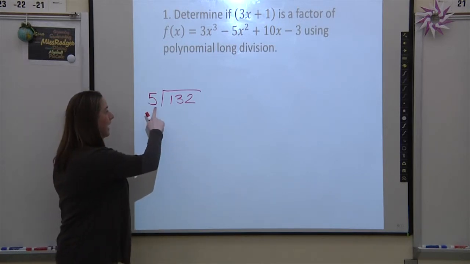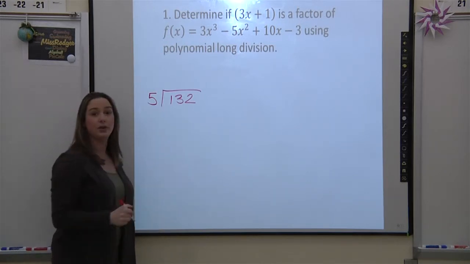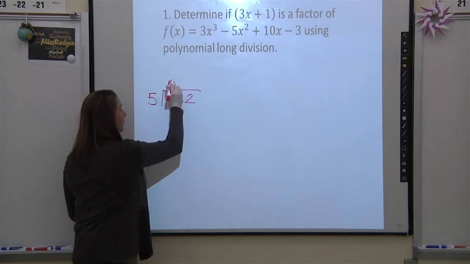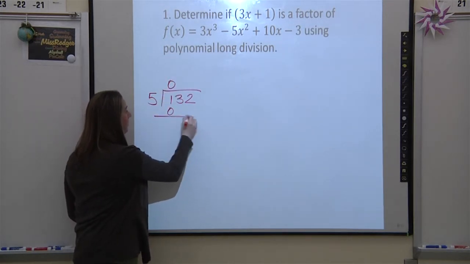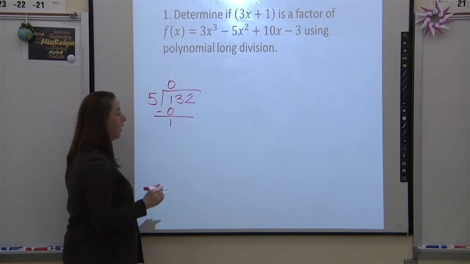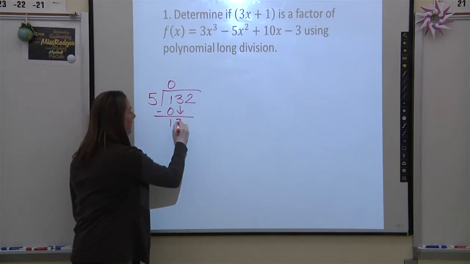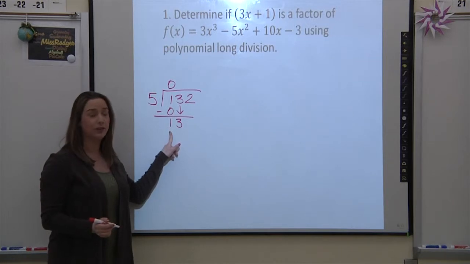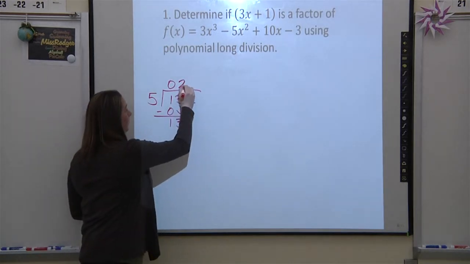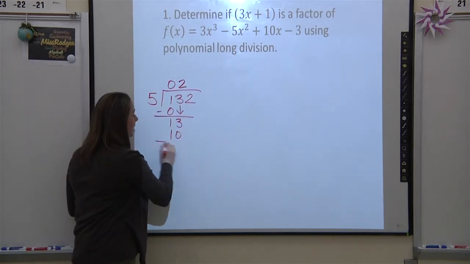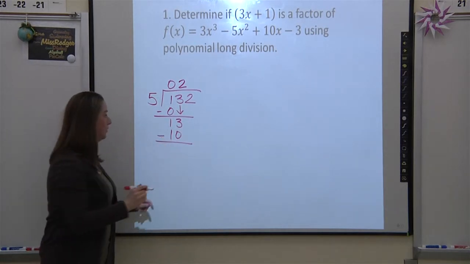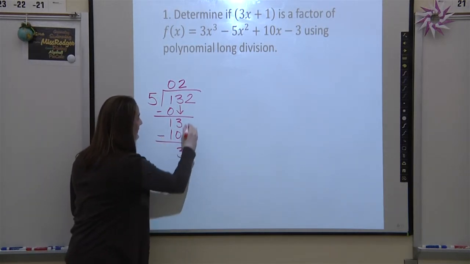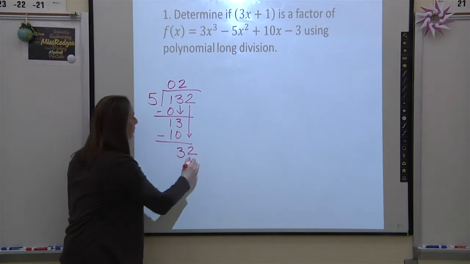So I'd start and say, how many times does 5 go into 1? It doesn't. So 0 times 5 is 0, and I subtract and I get 1. I bring down the 3. How many times does 5 go into 13 without going over? 2. 5 times 2 is 10. I'm going to subtract these two values and get 3. I'm going to bring down my 2.